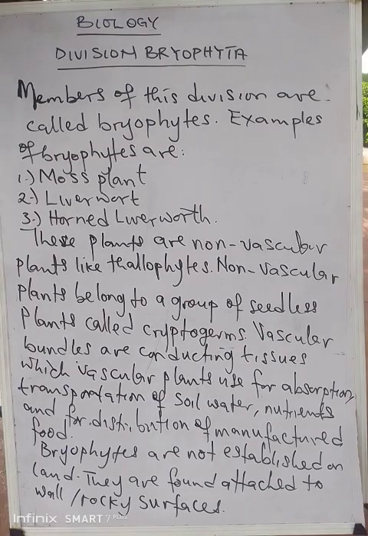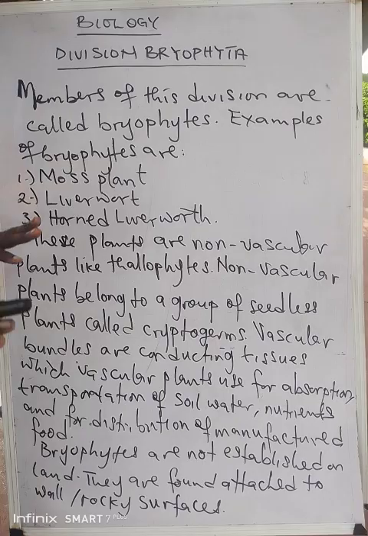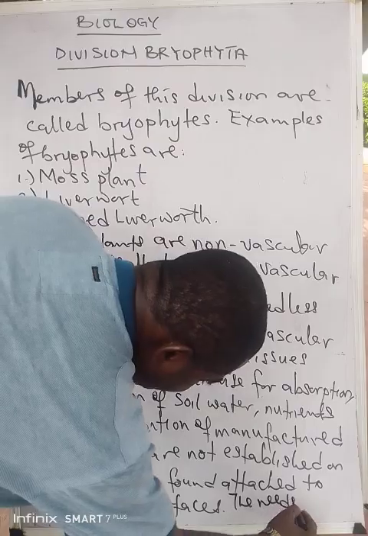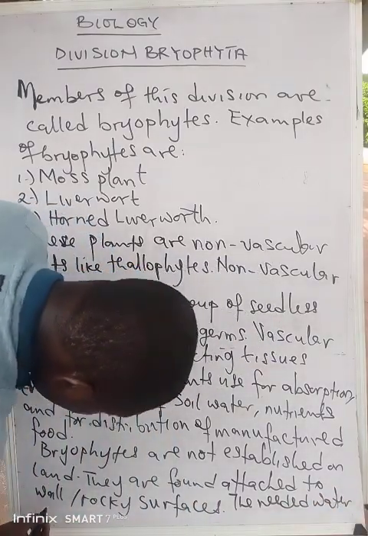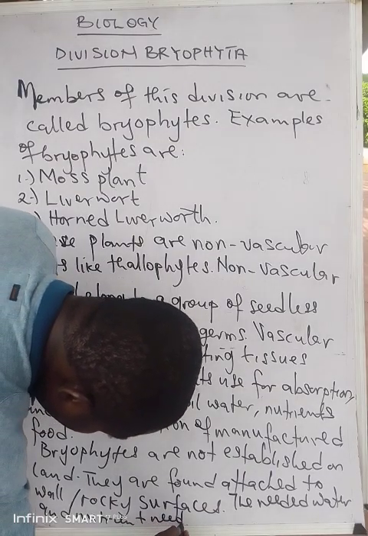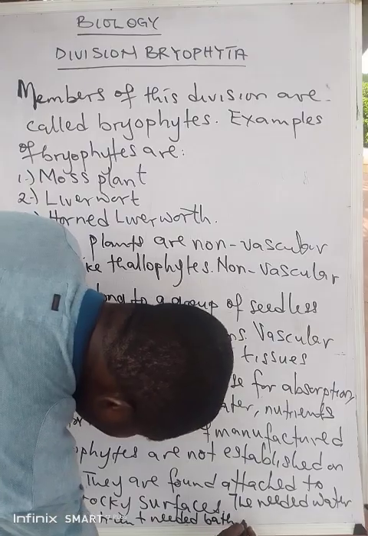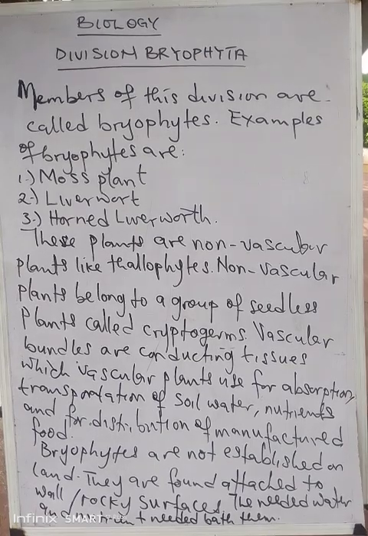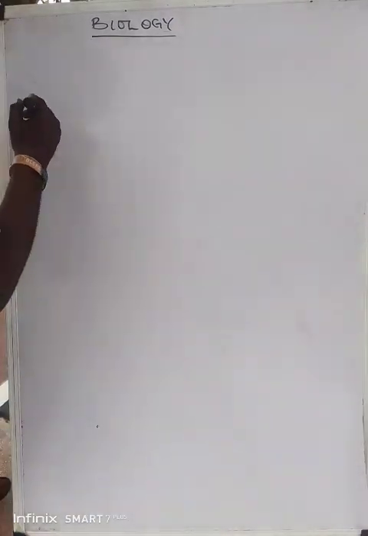On this abandoned wall, when rain is falling, the water and nutrients they need flow and bathe them in their spots. When the rain falls upon them, their body and leaves absorb those nutrients. So let's look at other features.